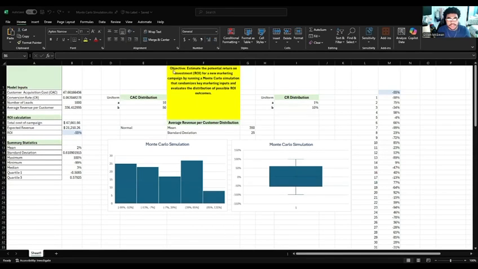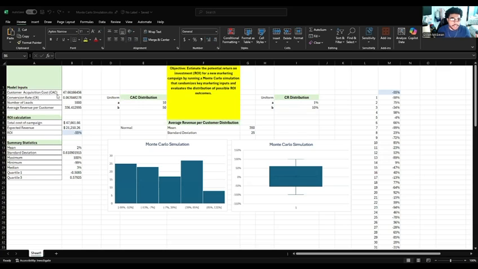So we gave this scenario to ChatGPT and we decided to do something for marketing. Here the objective is predicting the return on investment for a new marketing campaign. Here we use the customer acquisition cost and conversion rate.